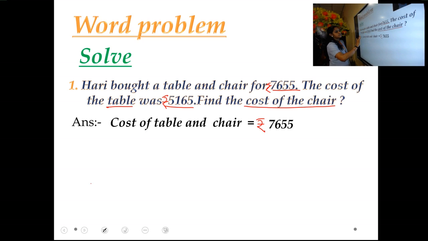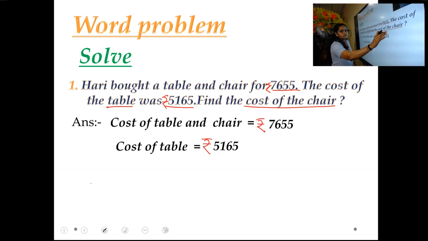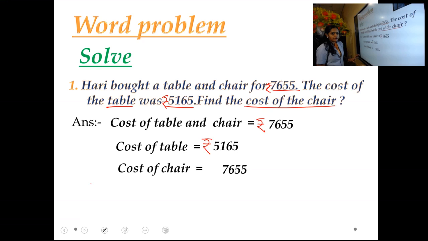Next, what is given in the second step? Cost of the table. Cost of table, how much? 5,165. Write down rupees there. Okay, what will we have to find? Cost of chair. How do we find the answer? The total minus the cost of the table. So write down 7,655, then subtract it. You have to subtract which number? 5,165, the cost of the table. So what will be the answer there? You have to subtract it.